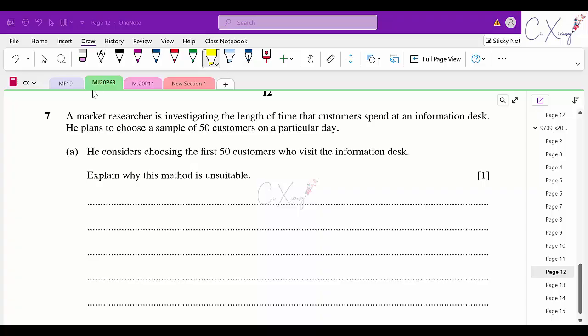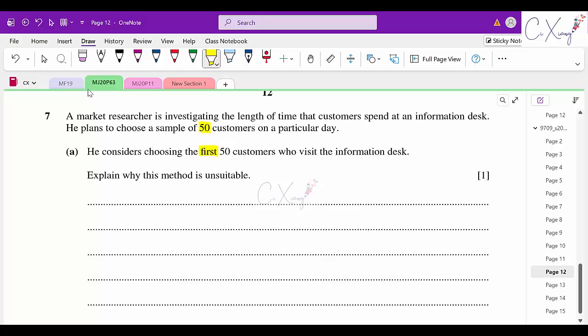Okay, question number 7, the last question for this paper. The market researcher is investigating the length of time that customers spend at an information desk. He plans to choose a sample of 50 customers on the particular day. Right, so 50 customers. He considers choosing the first 50 customers who visit the information desk. Explain why this method is unsuitable. He only focused on the first 50 customers.